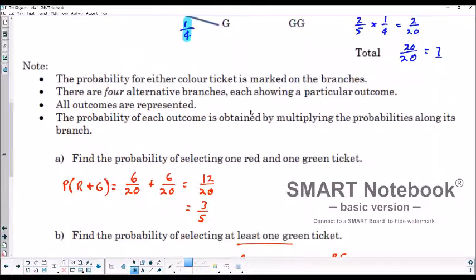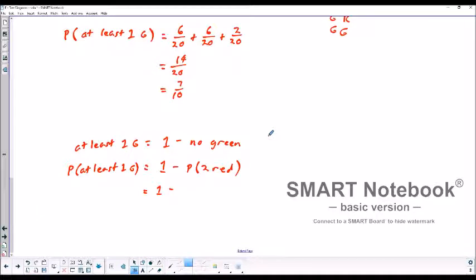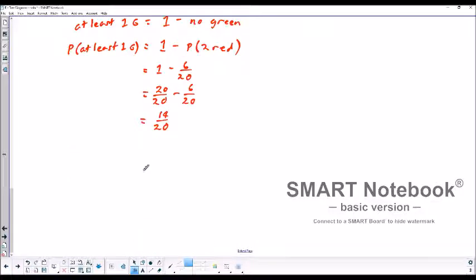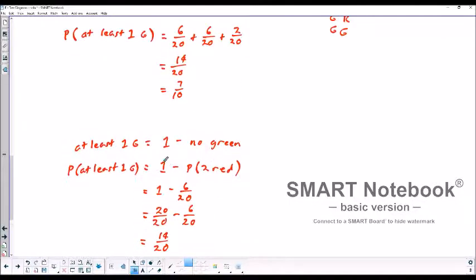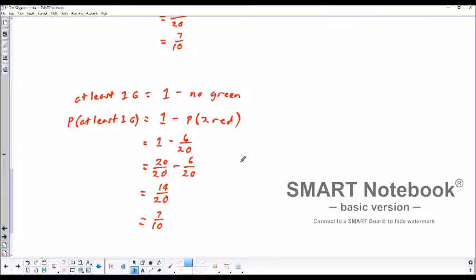The probability of selecting 2 reds is 6 over 20. So it's 1 minus 6 over 20, and of course, 1 can be written as 20 over 20, minus 6 over 20, which gives us 14 over 20, which gives us, again, 7 over 10. Okay, so whether we do the complement by subtracting from 1 or by adding up all the individual probabilities, we still get a 7 out of 10 probability that we're going to select at least one green ticket.